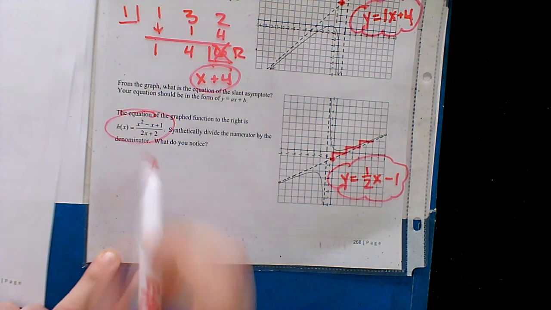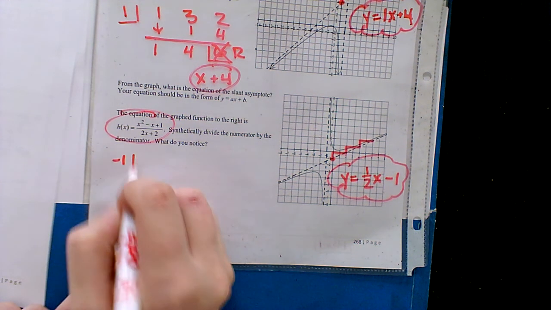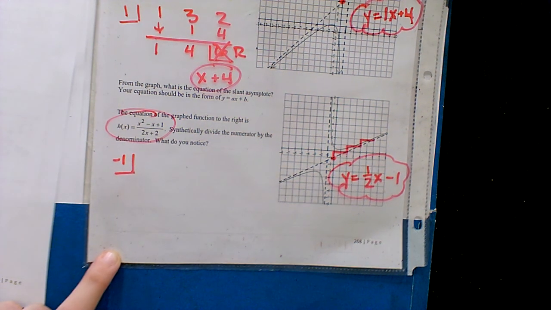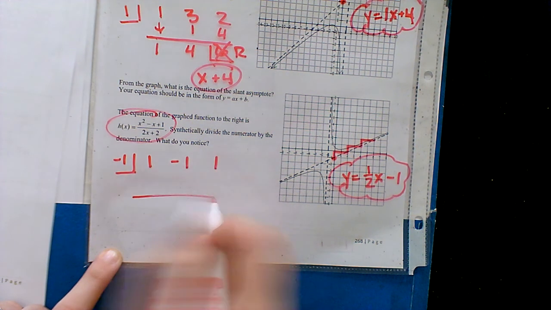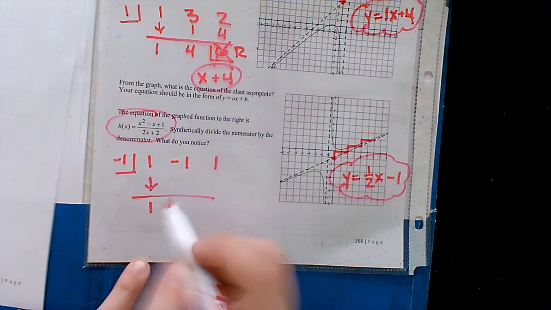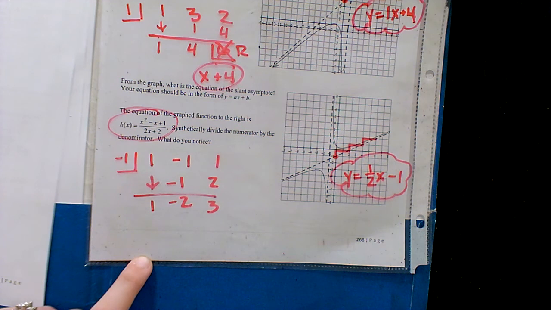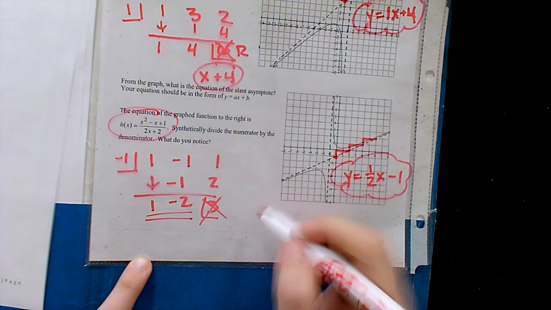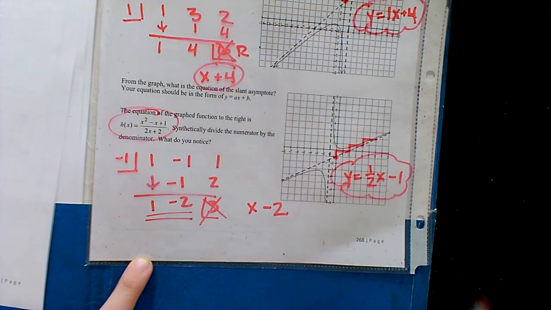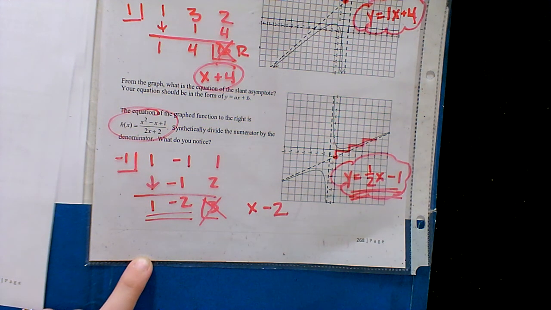So here's our function. The number that makes the bottom 0 would be -1. And we'll have 1, -1, and 1 for our coefficients. All right, so synthetic division, drop the 1, go from there. If I ignore the remainder, that just tells me if it goes in evenly or not. Clearly it doesn't. The quotient would be x minus 2. But that doesn't really match the equation we found from the graph.